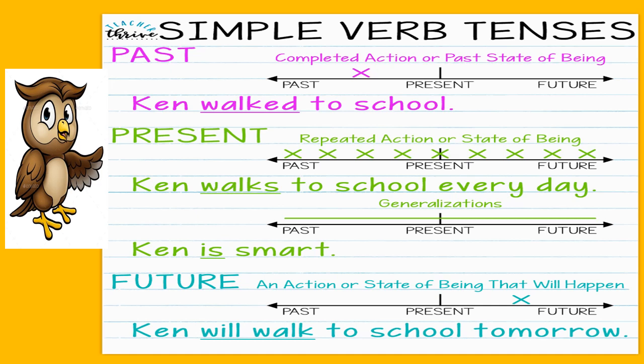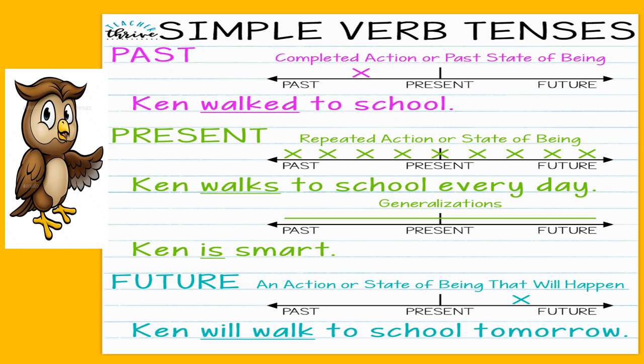Now, present simple verb tense is a repeated action or state of being where many actions can take place, 1, 2, 3 or as many actions. For example, Ken walks to school every day. Here, Ken is walking to school every day and the action is being repeated every day. Ken is very smart. Now let's take the same example in future simple tense.